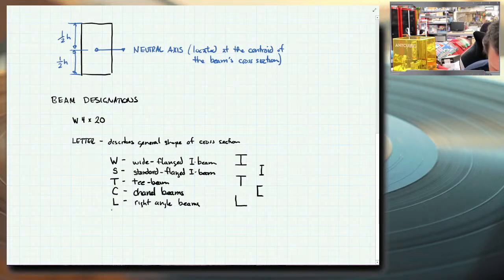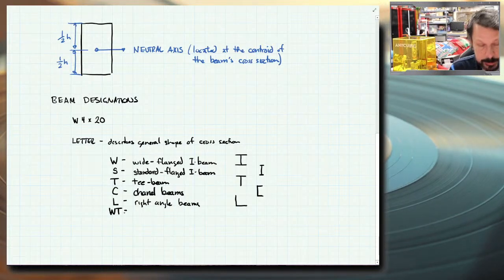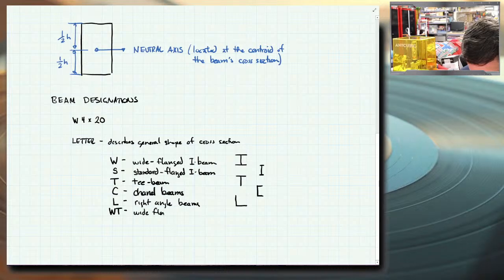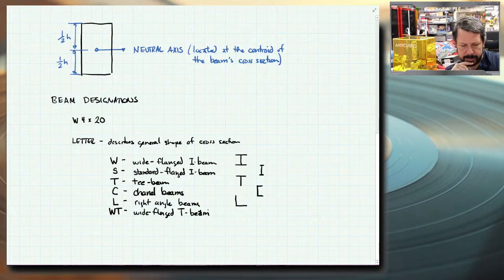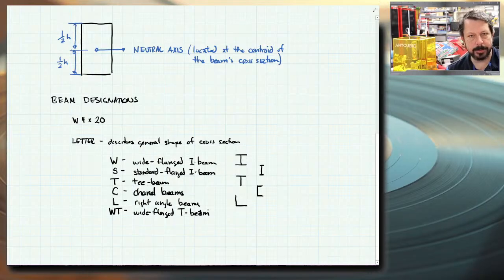There's a WT. This is a T-beam that has a wide flange across it. So this is a wide flange T-beam. I think those are all the ones that your book uses or has charts for. I think all of those. There might be another in there.